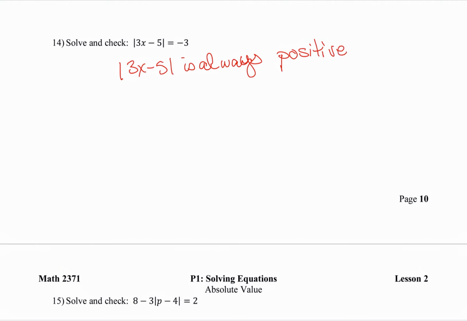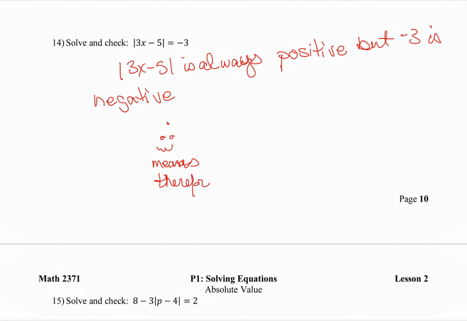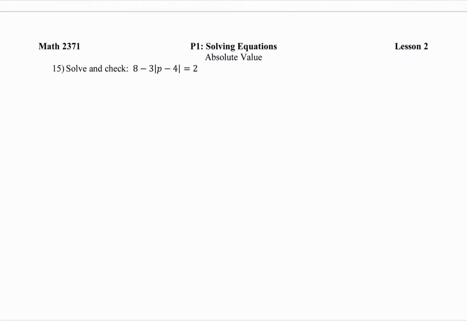Right? But negative 3 is negative. Right? Therefore, and these three symbols right here mean therefore, there is no solution. That's it. There's no solution. That was just to see if you understand what absolute value means.